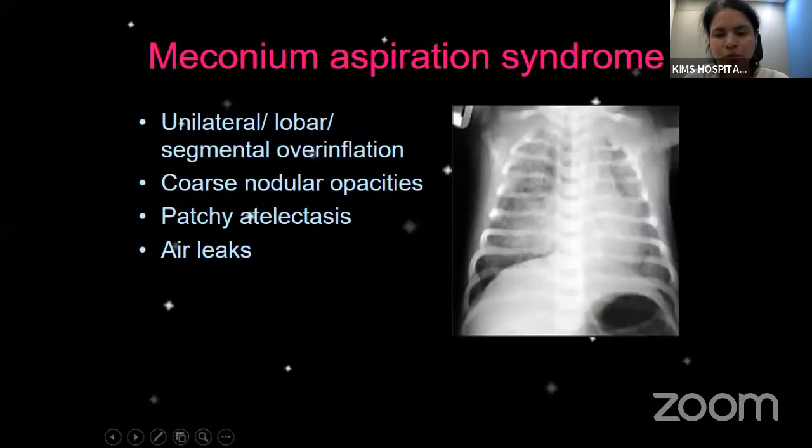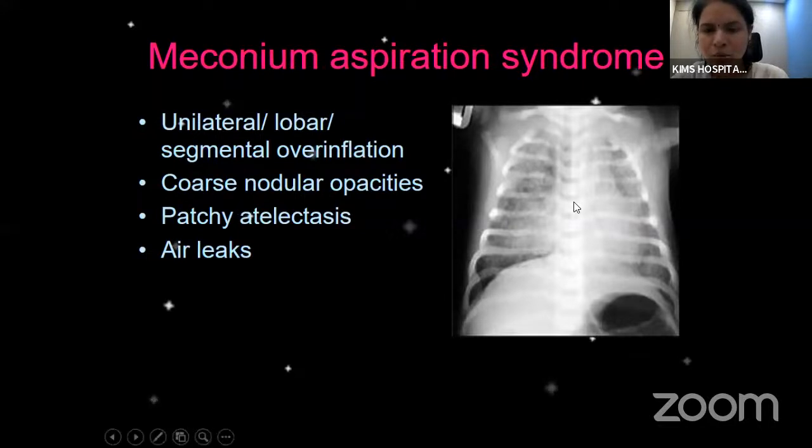Meconium aspiration syndrome is suspected in a newborn who is born through meconium stained liquor, typically term or post-term, and who may clinically present with severe respiratory distress, either from birth or sometimes slightly delayed starting a few minutes after the birth. Can present with significant tachypnea, the presence of retractions which may be variable, and may or may not be accompanied by hyperinflated chest or increased anteroposterior dimension. This is characterized by the presence of unilateral or lobar or segmental overinflation with coarse nodular opacities and patchy atelectasis with or without air leaks.